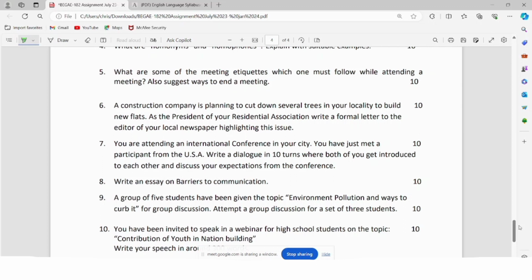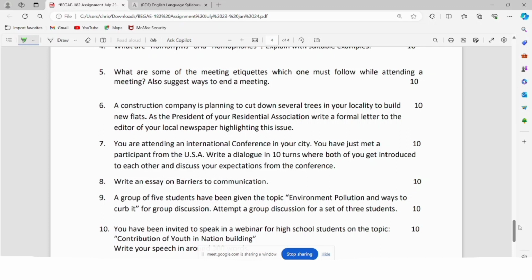You are attending an international conference in your city. You have just met a participant from the USA. Write a dialogue in 10 turns where both of you get introduced to each other and discuss your expectations from the conference. So this is dialogue writing. Conversation. So conversation comes as part of Block 1, Unit 1.